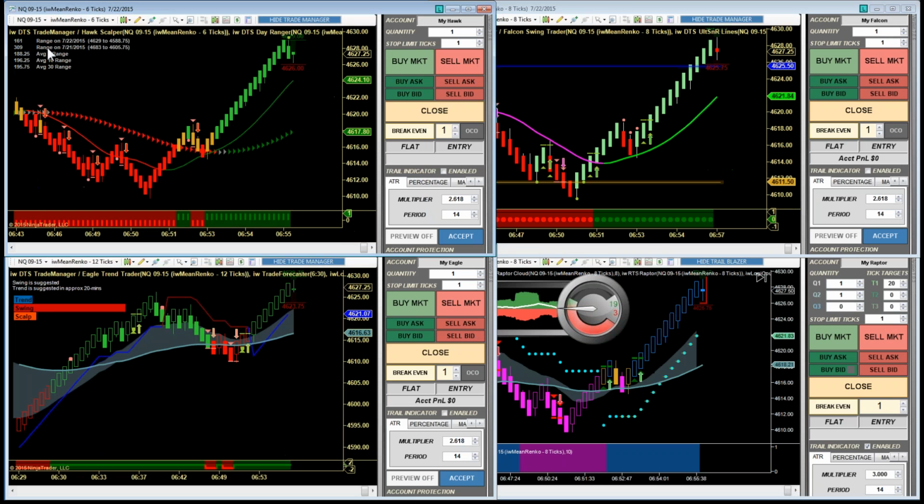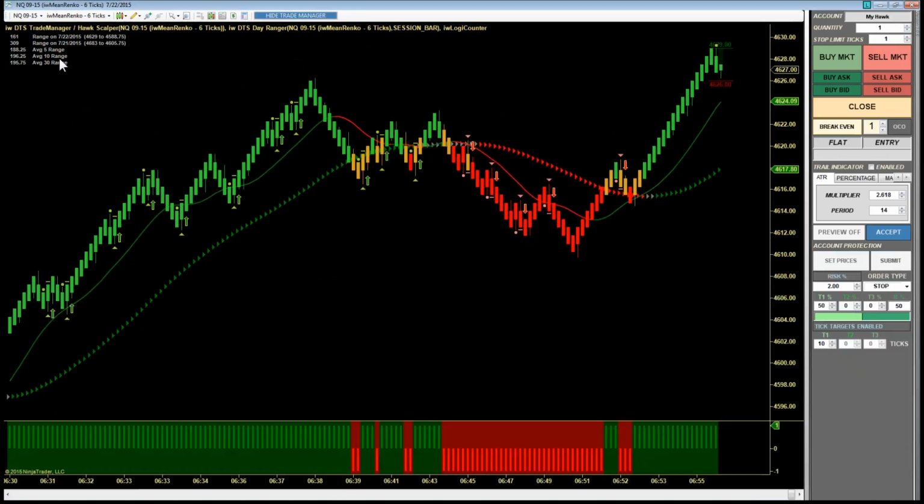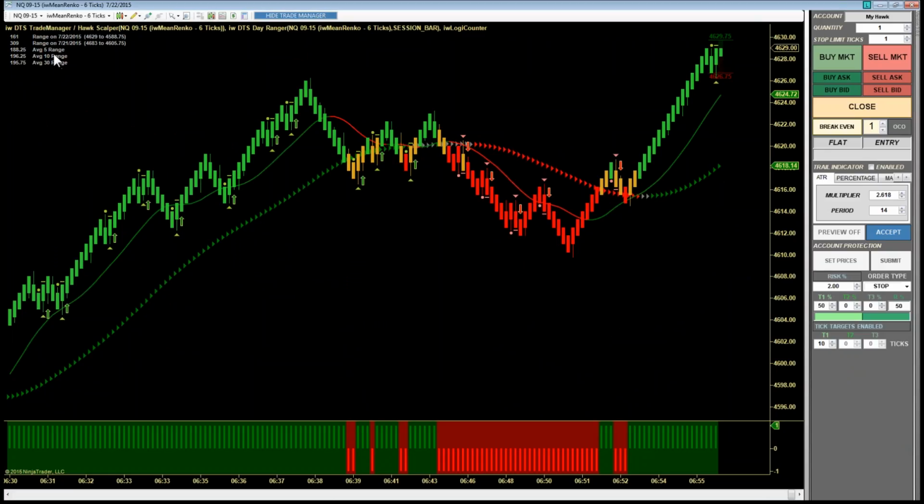And then the last tool that we have is here, the Day Ranger. What the Day Ranger does is show you today's range compared to the average daily range, so you get an idea whether the market is expanding or contracting. And it's also useful for setting stop loss and profit targets.